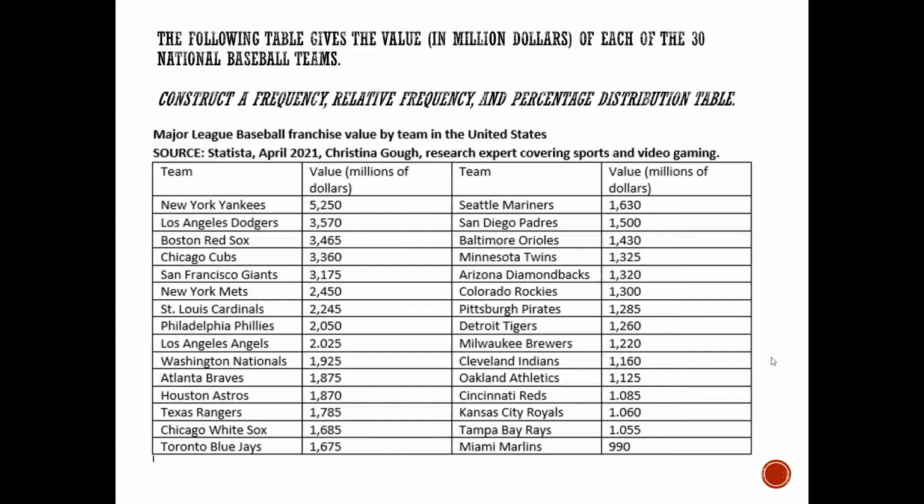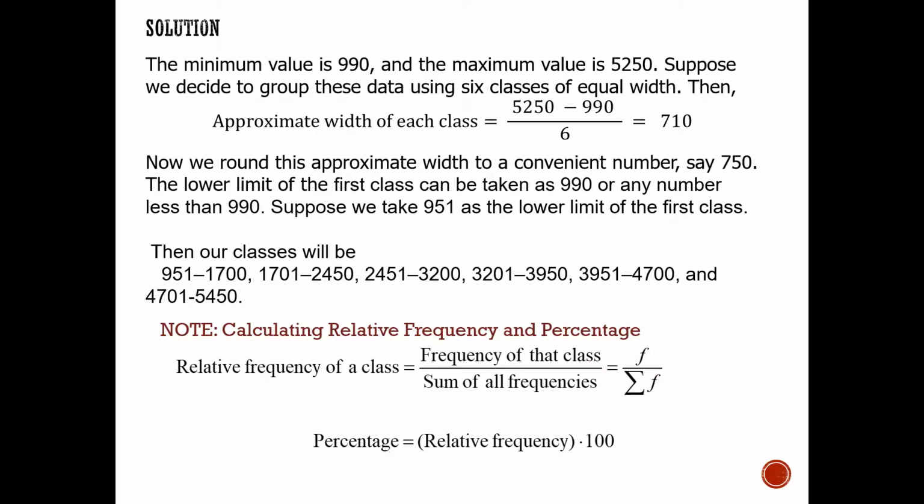I can calculate the frequency and the sum of the frequencies, and then I can calculate the relative frequency, and then I can calculate the percentage of each class. It will take it from raw data, which is what you're looking at right now, all the way through a percentage distribution table. So let me show you what I've got here for this one, and you can fill in your chart as we go along, okay? First, I said the minimum value, the least valuable team listed, was 990, and the maximum was 5250. So I'm going to group it using 6 classes. What range do I have? Well, 5250 minus 990, divided into 6 classes, comes up with about 710 per class.